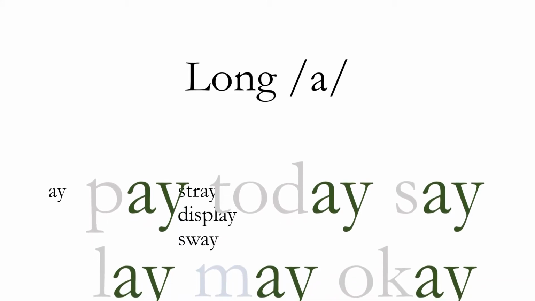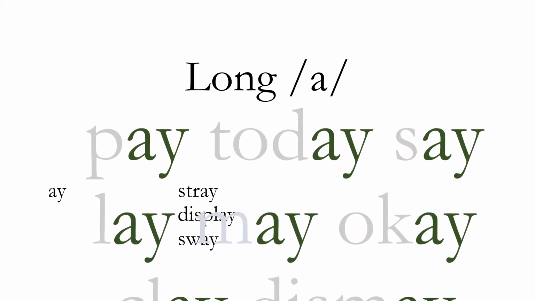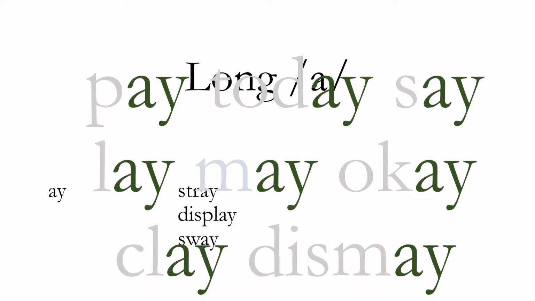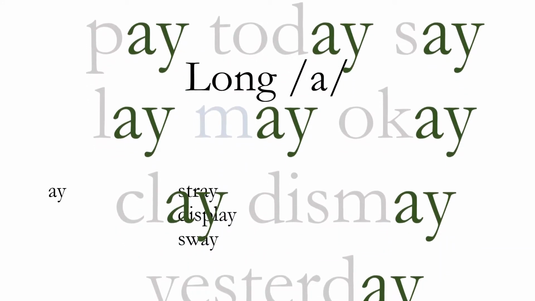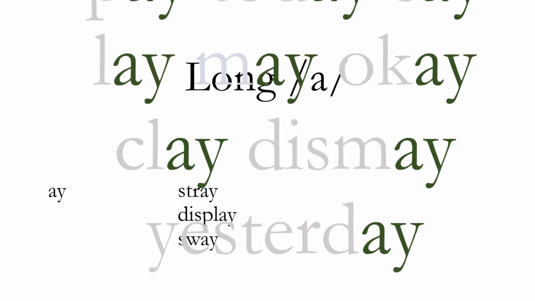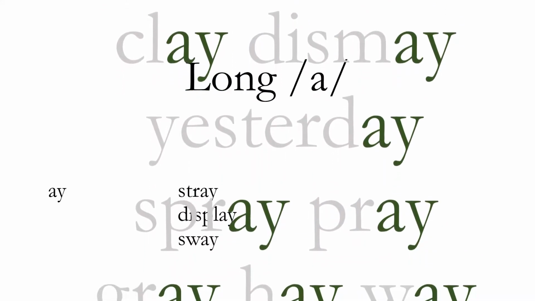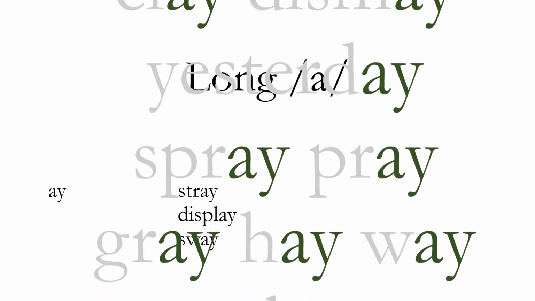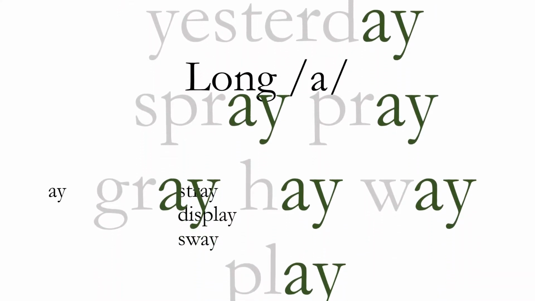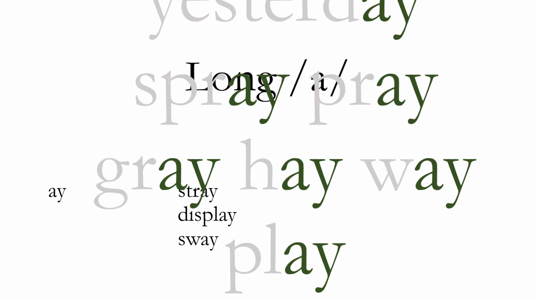We have pay, today, say, lay, may, okay, clay, dismay, yesterday. Are you getting the point so far? Spray, pray, and then we have gray, hay, way, play. By the way, that hay is what horses eat. It's the dried grass. It's not, hey, what are you doing? That's a different sound. That's a different letter combination, but it's the same sound.